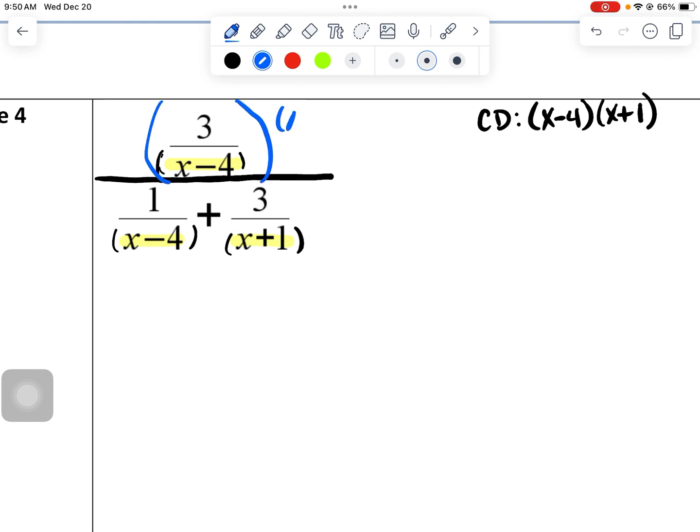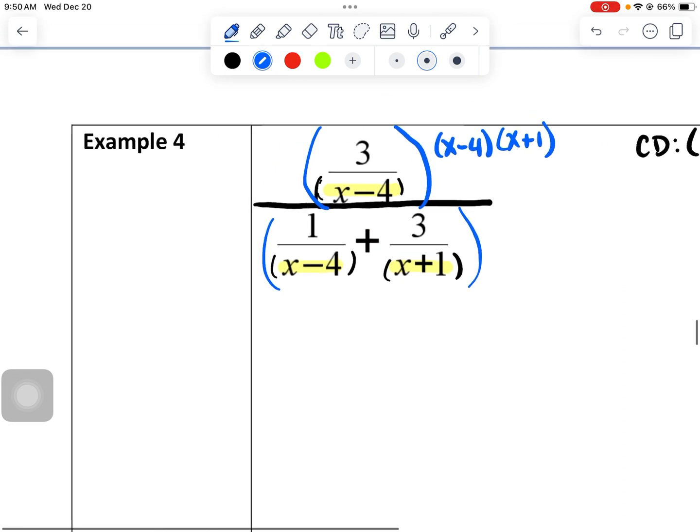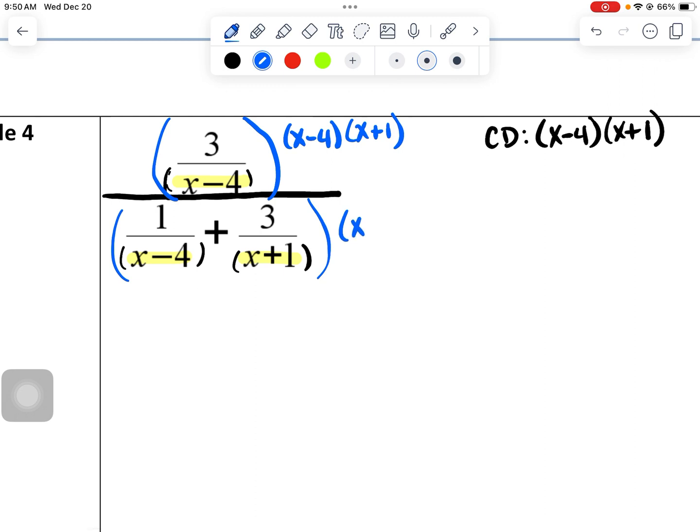I'm going to take the top times the common denominator of x minus 4 and x plus 1, and I'm going to take the denominator times that same x minus 4 and x plus 1. If I think about my big fraction here, I am multiplying by a factor of 1, the same thing in the numerator and denominator, so I'm not changing the value of the original fraction.